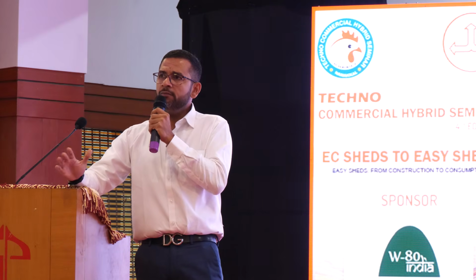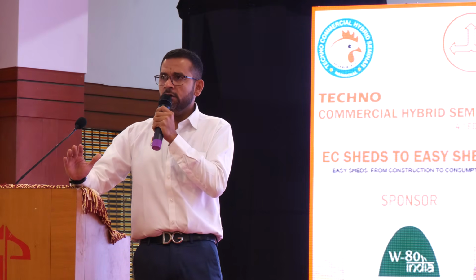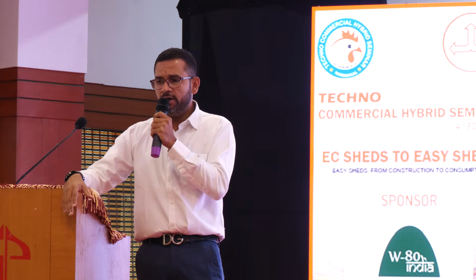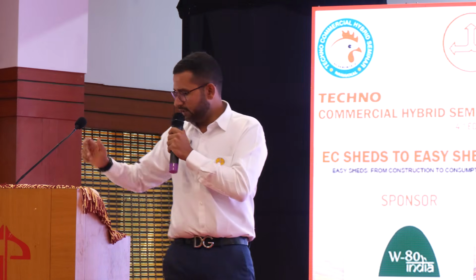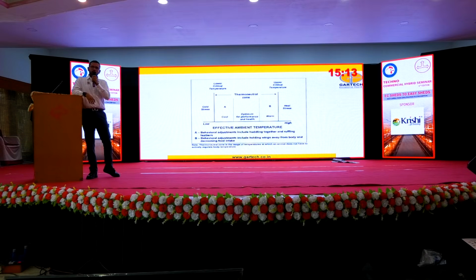So if you give them 25 degrees Celsius at around 65 to 70% relative humidity, your birds are going to be very, very comfortable and your productivity is going to be significantly higher. So we spoke about the thermoneutral zone.